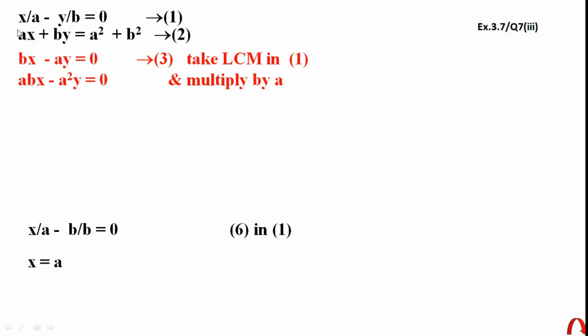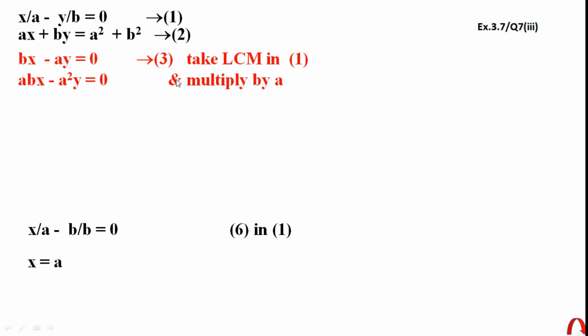So the coefficient of x is a in the second equation and it is the coefficient of y in the third one. And the coefficient of y is b in the second equation, and it is matching with the coefficient of x in the third equation. So again, we eliminate one of the terms.